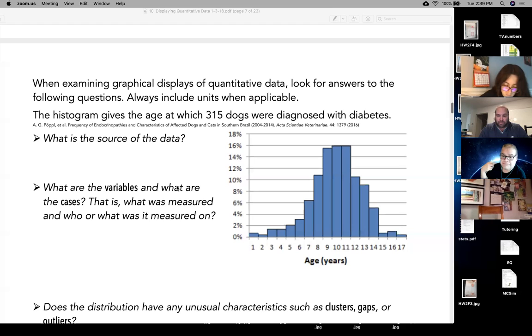Where did this data come from? Is it from Brazil? From southern Brazil? Yeah, it looks like some study that was done in southern Brazil. Now, first of all, this is more of a sociological question, but do you think that age of diabetes in dogs should be correlated to location? Is there a reason why in South Brazil dogs would get diabetes at a different age?